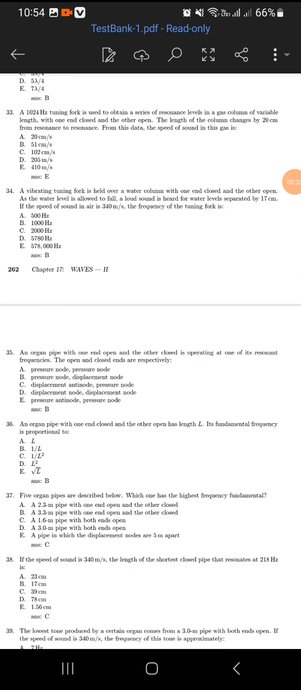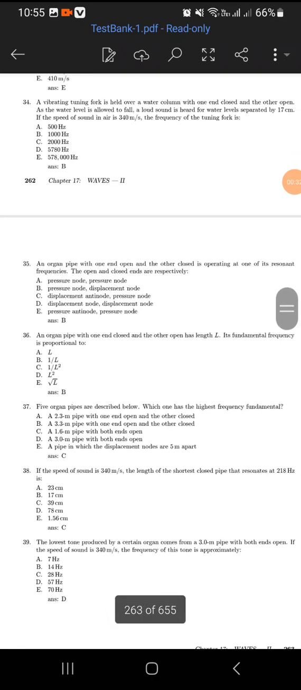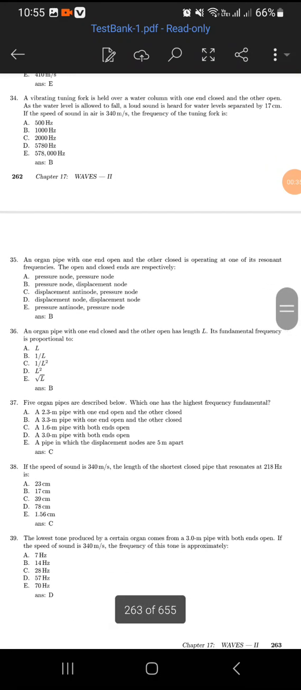410 meters per second. So 34, we have a vibrating tuning fork, which is held over a water column with one end closed and the other end open. As the water level is allowed to fall, a loud sound is heard from water level separated by 17 centimeters. If the speed of the sound in air is 340 meters per second, the frequency of the tuning fork is what? Is B, which is 1000 hertz.